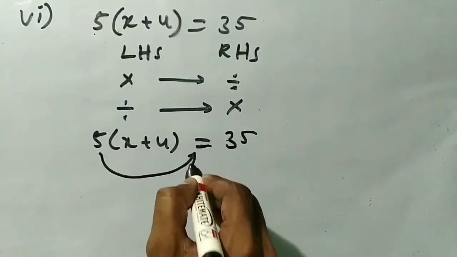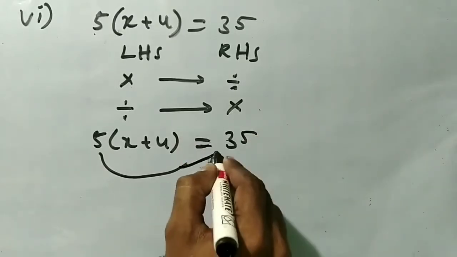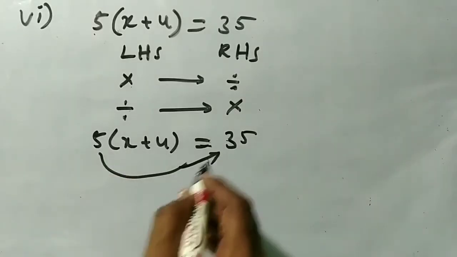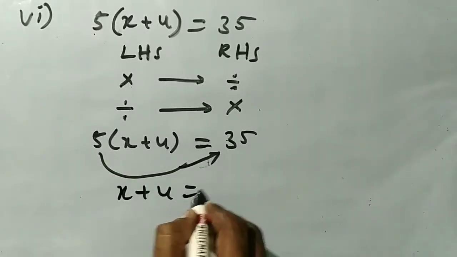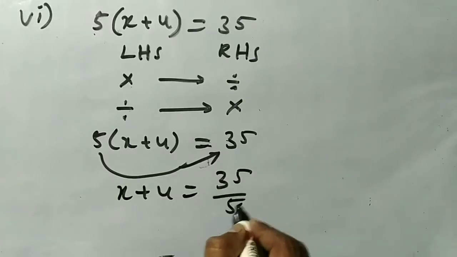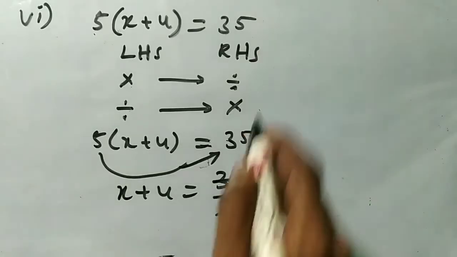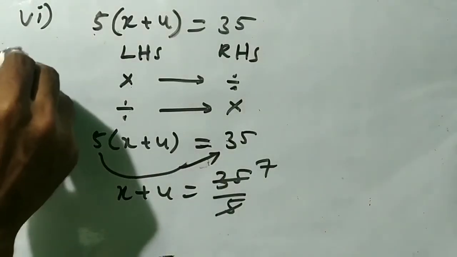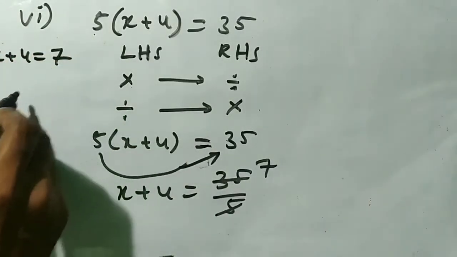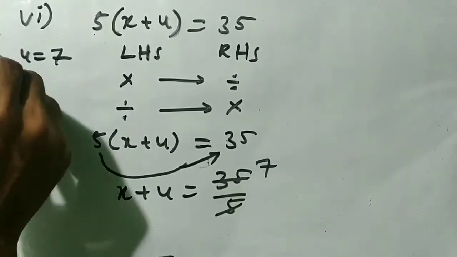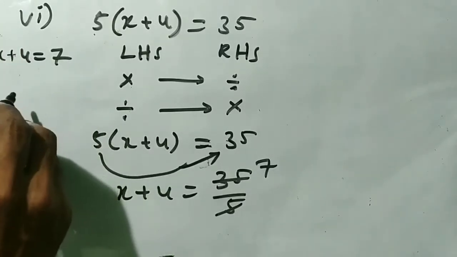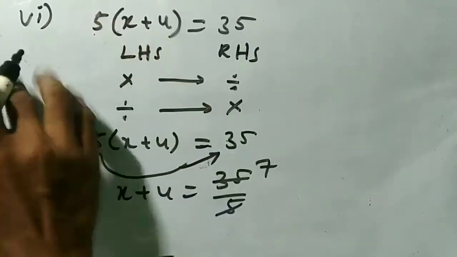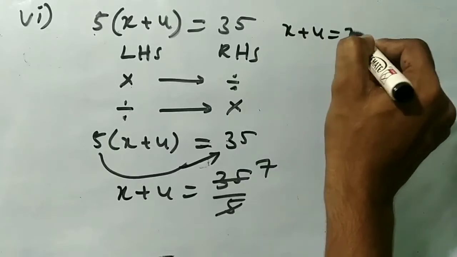When 5 goes to the RHS, x plus 4 is equal to 35 by 5. 5 ones are 5, 5 sevens are 35. So we got x plus 4 is equal to 7. I will write it here for ease: x plus 4 is equal to 7.